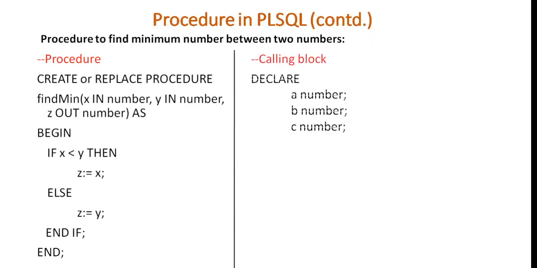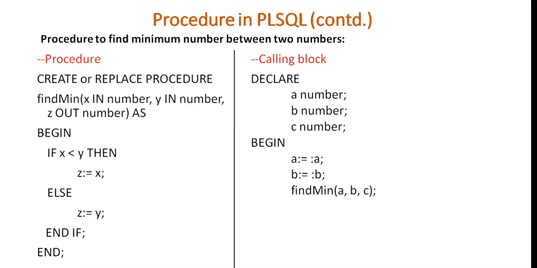Now let's see the calling block. In the calling block we have declared three variables a, b and c. All three variables are of number type. In the begin block we are reading the value of a and b from the user, and then we are calling this procedure find mean. This find mean is the name of the procedure. We can simply call a procedure by using the procedure name, and this procedure receives three parameters a, b and c.